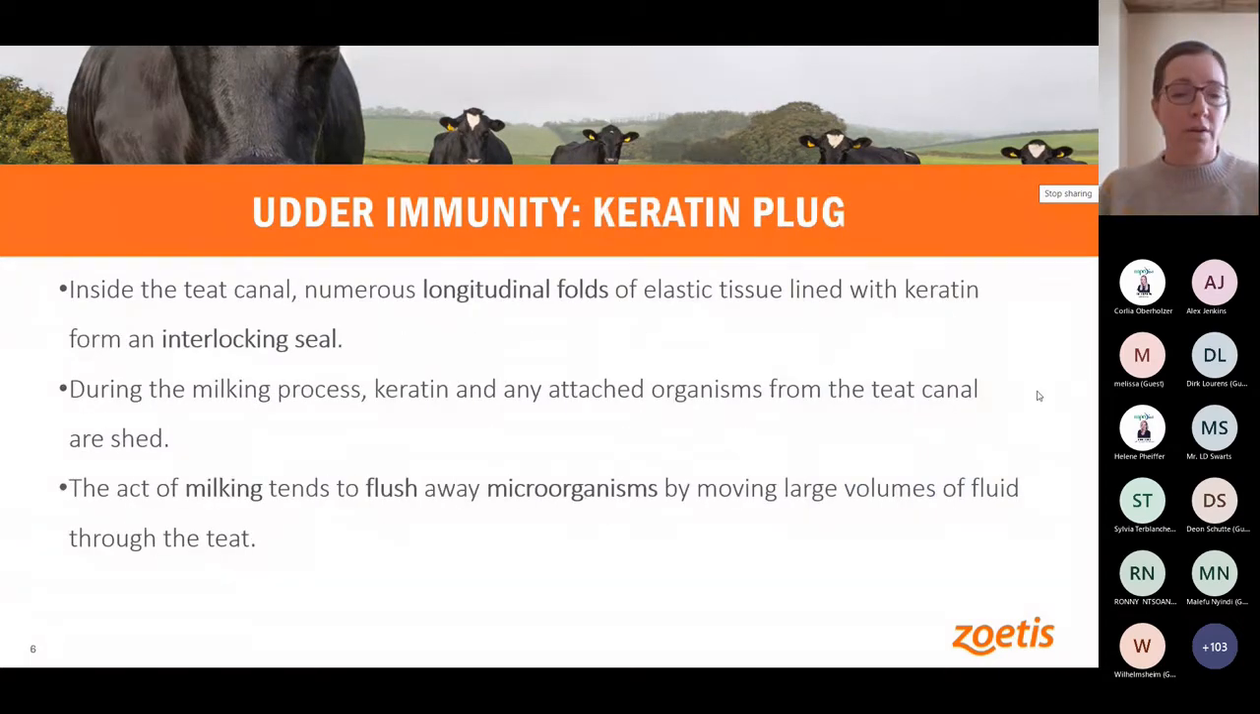Okay, so the keratin plug. If you look at the anatomy of the teat canal, it is composed of numerous longitudinal folds, and these are all lined with keratin, and they form an interlocking seal. When the animal is being milked, a lot of that keratin or any of the organisms or pathogens that are attached in the teat canal are flushed out with the milk, right?